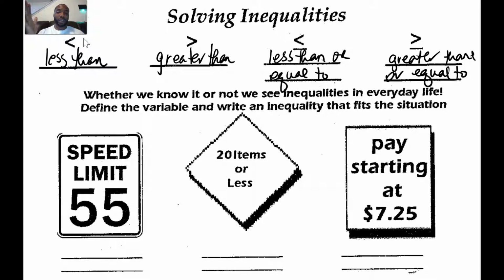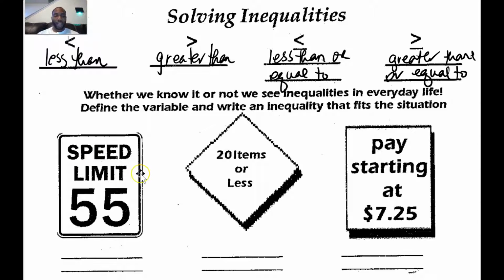All right, so whether we know it or not, we see inequalities in everyday life. Define the variable and write an inequality that fits the situation. An inequality is saying two things are not necessarily equal. That's why we have less than or equal to, greater than or equal to. And we see inequalities in life. You know, this whole social justice movement is all about inequalities. People are not treated the same way.